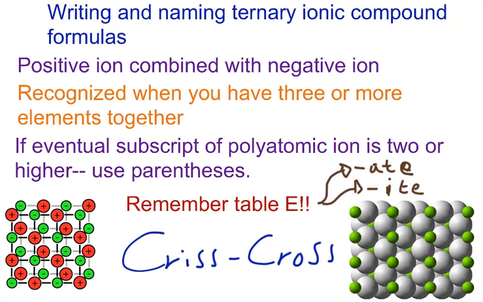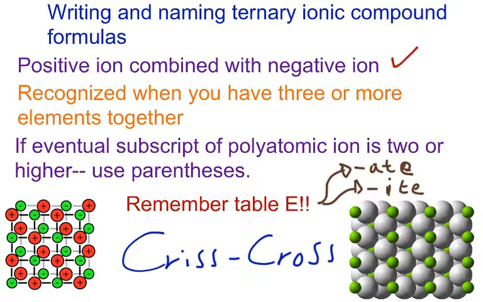Hi, it's Mr. Adams from Midwood High School, and this is a video on writing and naming ternary ionic compounds. As we discussed before, ternary simply means that the ionic compound has three or more different elements in it. And we know from experience that ionic compounds are comprised of positive and negative ions together.